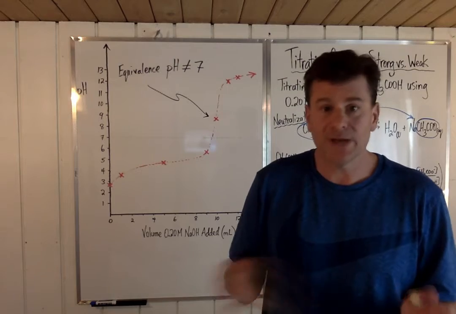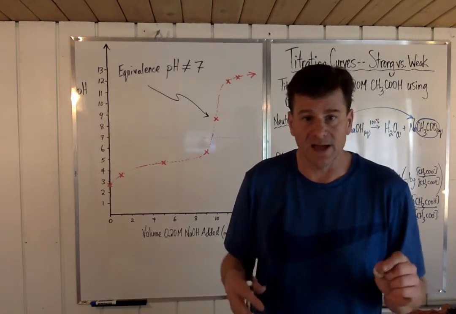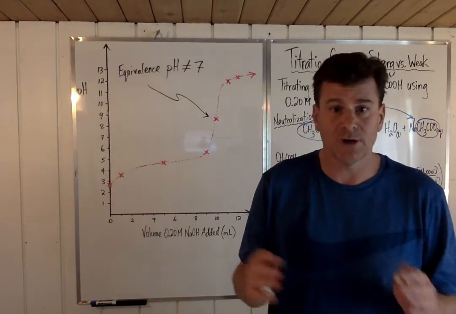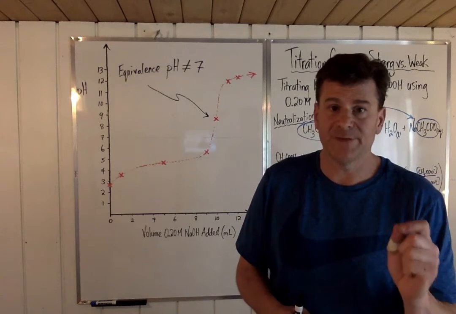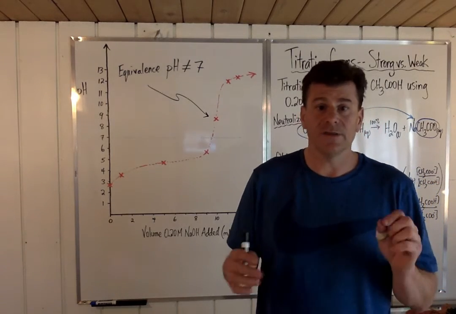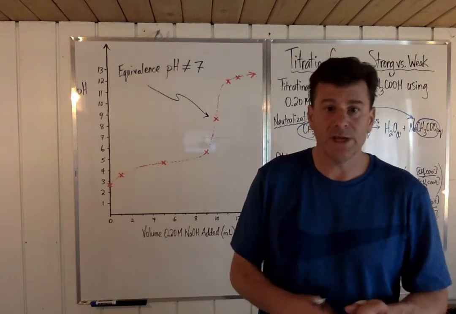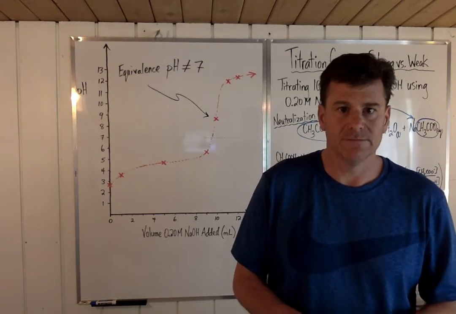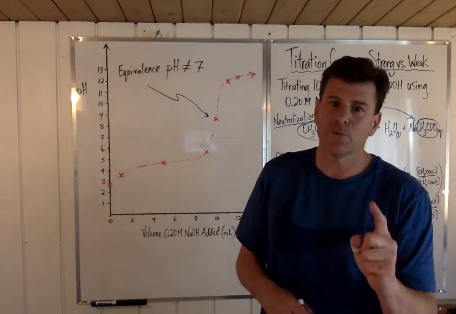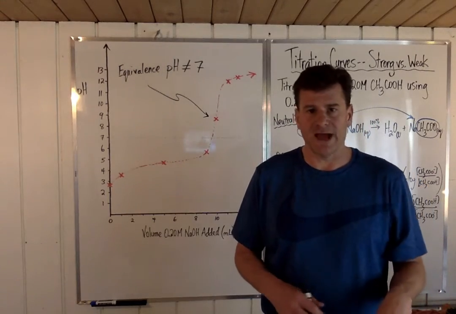Already, you should be able to identify the difference between a strong-strong titration and a strong-weak titration. What is the pH at equivalence? Strong, the pH is right on 7. Strong, weak, the pH is not 7. Okay, so that's like the number one thing you look for.